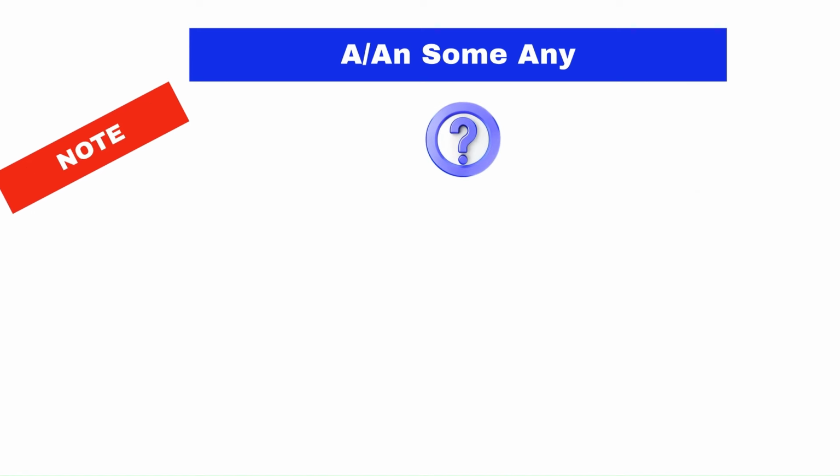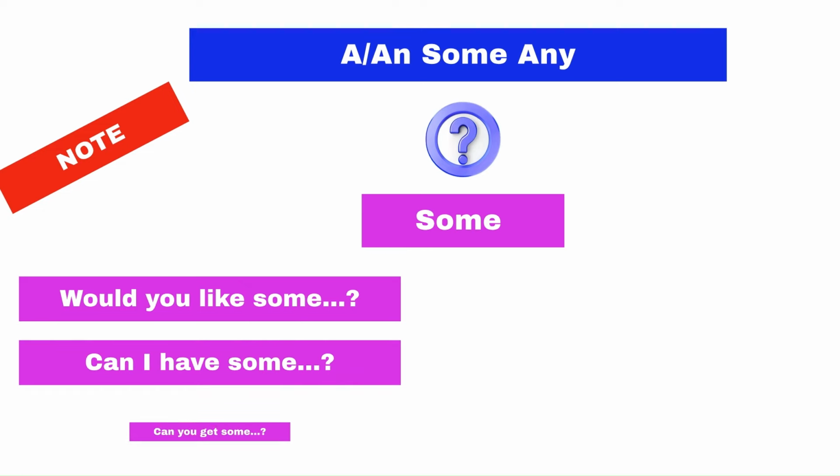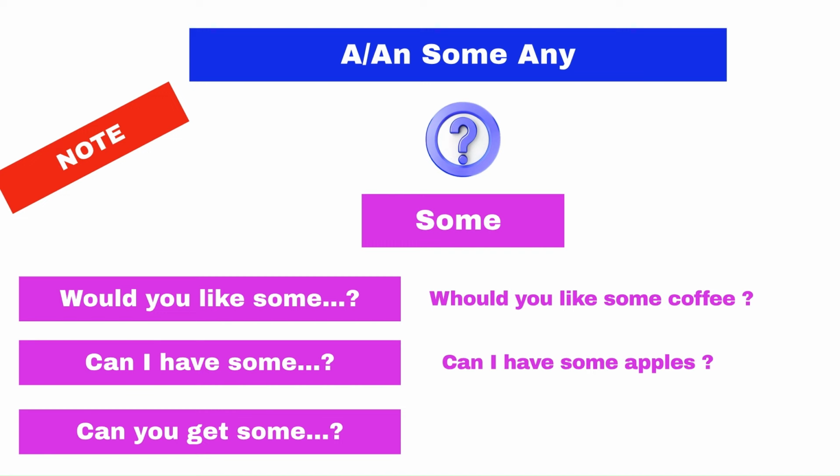There is one secret. We can use some in questions to make offers or requests. Would you like some? It's an offer. Can I have some? It's a request. Or can you get some? For example, would you like some coffee? Or can I have some apples? Or can you get some water?